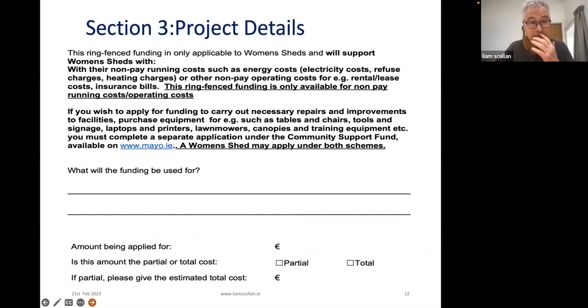The project details, so it is a support for running costs in the Women's Shed, which we're still with. The ring-fenced funding is only available for non-pay running costs and operating costs, not for capital in this case. If you have a capital need, there is, of course, the capital fund element of the Community Support Fund that we'll come to. Sometimes I'll just pause to let you read some of the information for yourself.